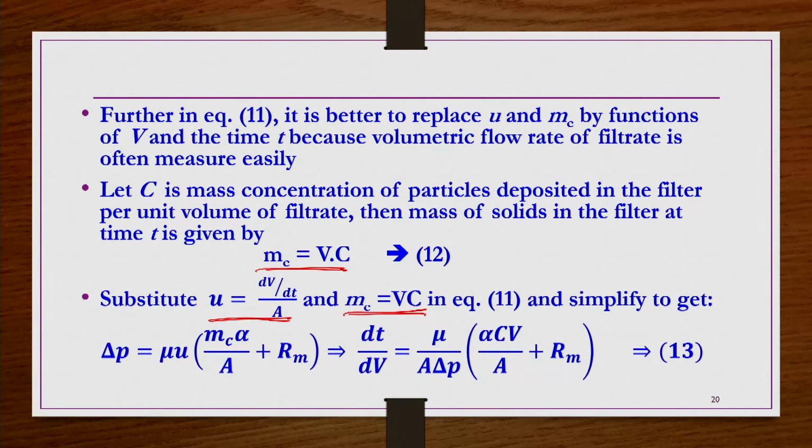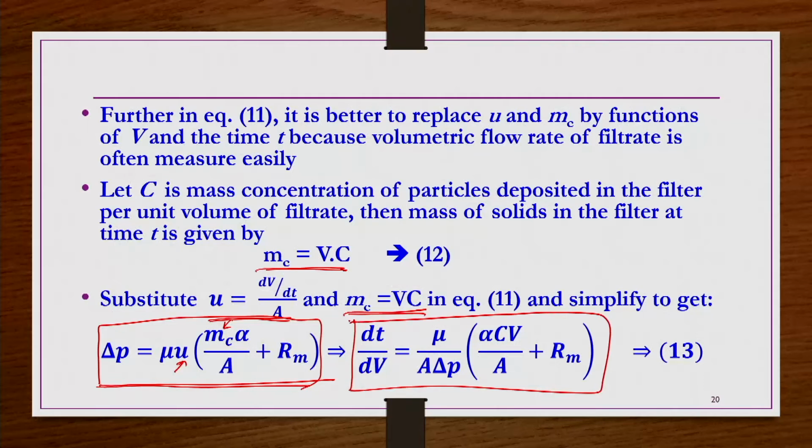This part is nothing but your equation number 11. In this equation, in place of mc you write VC, in place of U you write dV by dt divided by A, and then rearrange the equation so that you have dt by dV equals mu by A delta P multiplied by alpha CV by A plus Rm. In this equation, experimentally the volumetric flow rate, or volume of filtrate collected versus time, information you can get for a given delta P value.